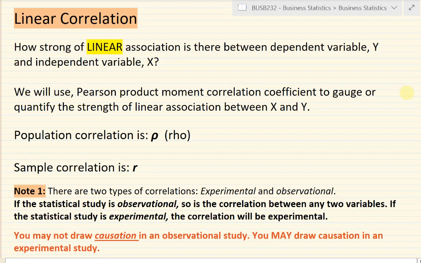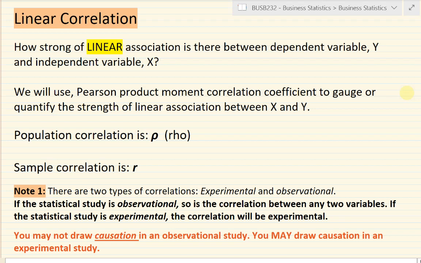Now, a few notes here about correlation. This is not in your book, but I will mention it just to be complete, because this is important when you do this. Our first note is that we actually have two types of correlation. We have what we call observational, and we have experimental correlation. If our statistical study is an observational study, then the correlation is also observational. But if we have an experimental design, then the correlation between two variables is going to be experimental correlation.